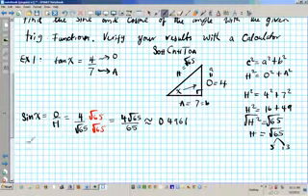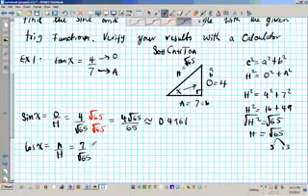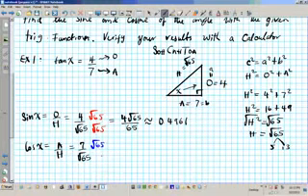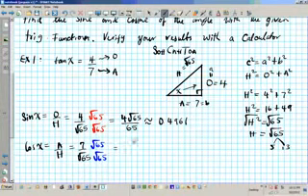Alright, and then for cosine x, cosine is adjacent over hypotenuse. Our adjacent is 7 and the hypotenuse is root 65. But we can't have a square root as a denominator, so we have to rationalize the denominator, root 65 top and bottom. So our answer is going to be 7 root 65 over 65.